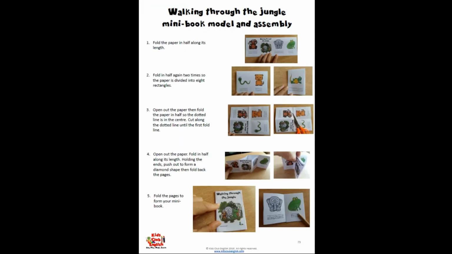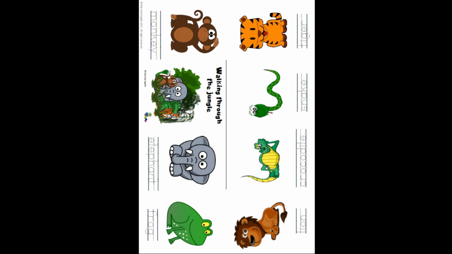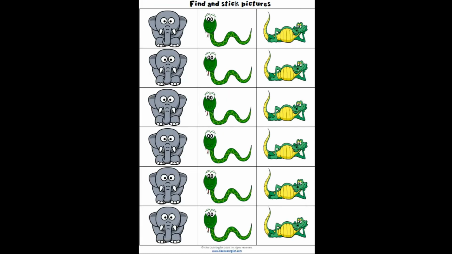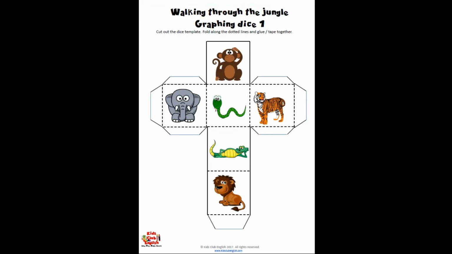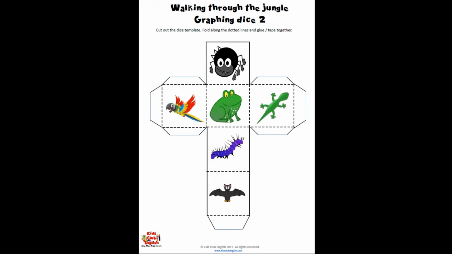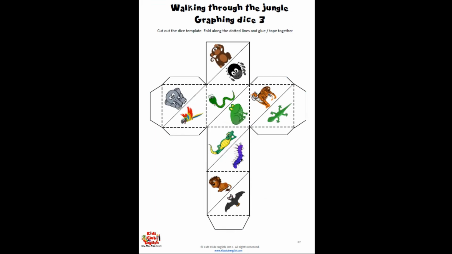Okay, and then we've got the mini books. Okay, so these ones, if they're at that stage, they can practice tracing the letters. And these blank ones where they stick in the animals themselves. Okay. Then graphing dice. So we've got 3 different kinds of dice. The main key animals in the story there, and then these ones that have some extra jungle animals, and then this final one that has all 12.